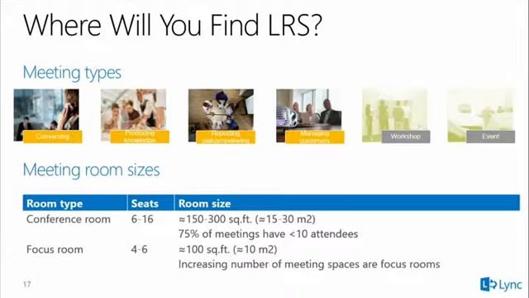We see them fitting especially well in these 6 to 16 person size rooms, where it's a conference room. What we've found is in fact 75% of those meetings have fewer than 10 people in them. And then there's the idea of a focus room, around 100 square feet, as another place where these can work really well. And the truth is, what we're finding is an increasing number of meeting spaces are focus rooms rather than meeting rooms, working areas for groups to come in and collaborate rather than dedicated meeting spaces with much more formal agendas.